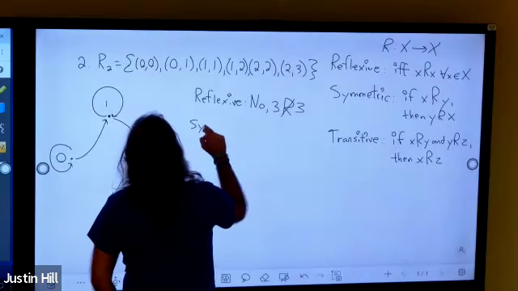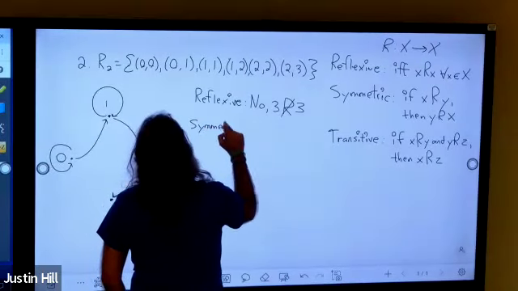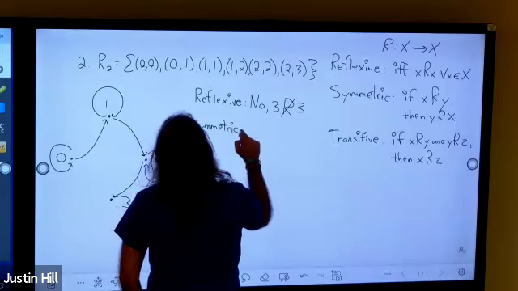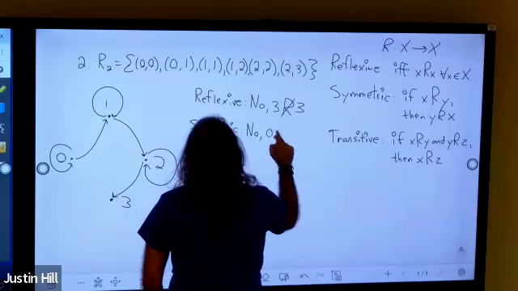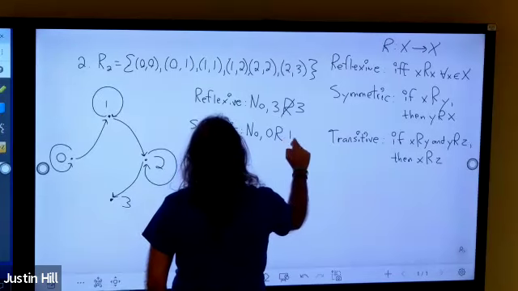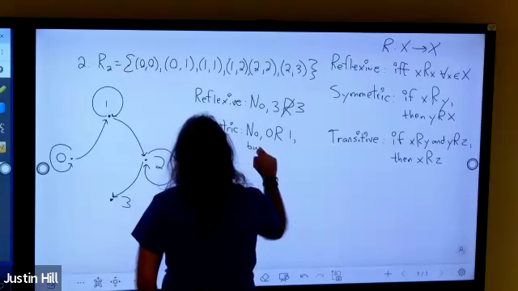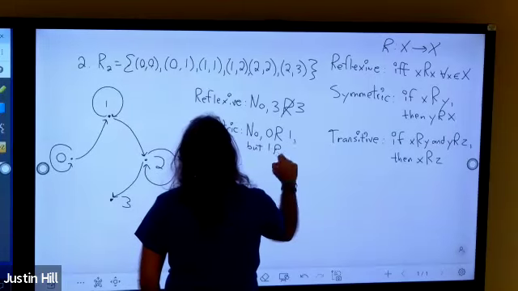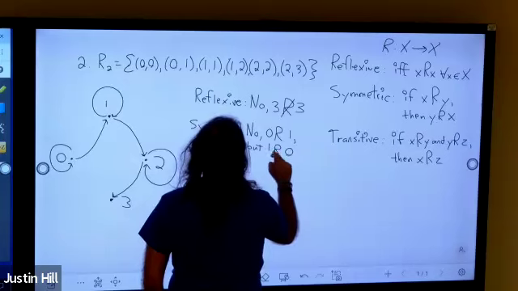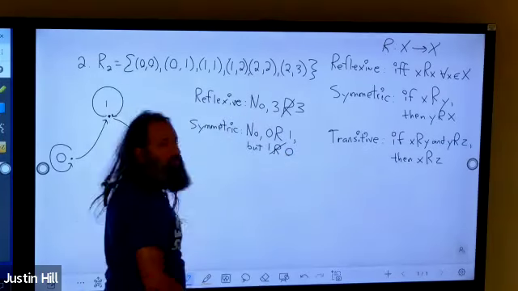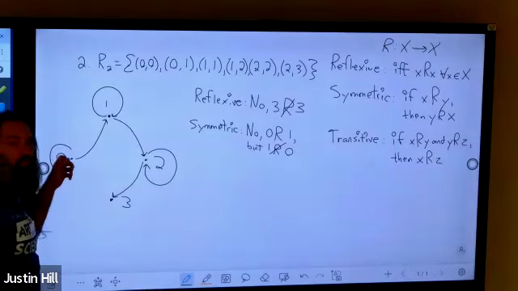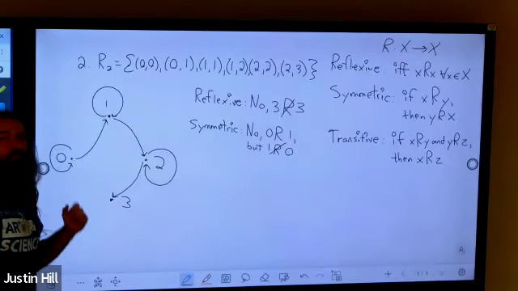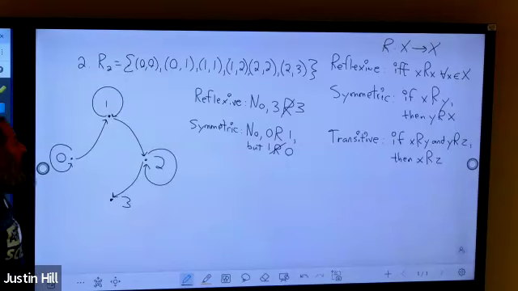So symmetric. That's a no. 0 is related to 1, but 1 is not related to 0. So that's my counterexample. Again, for symmetric, it should be symmetry. If one is related to another, then you should automatically have the arrow back.